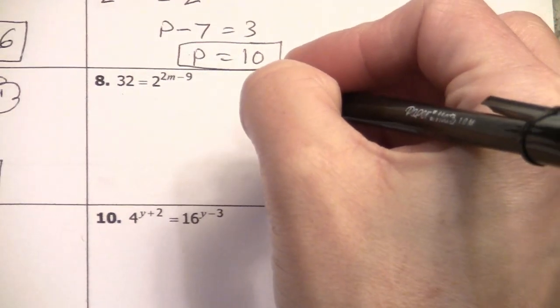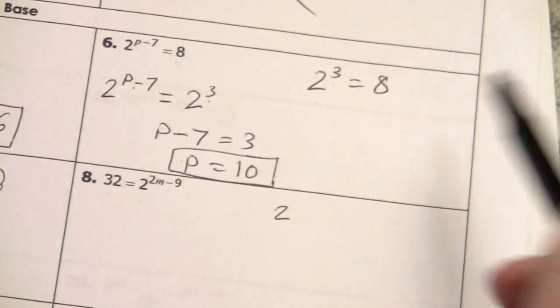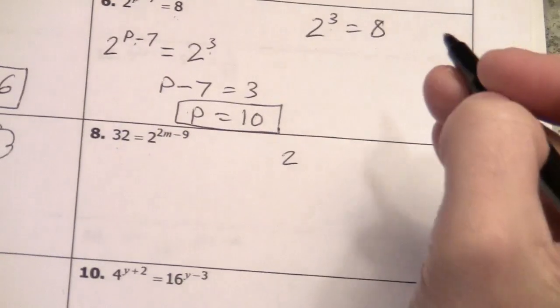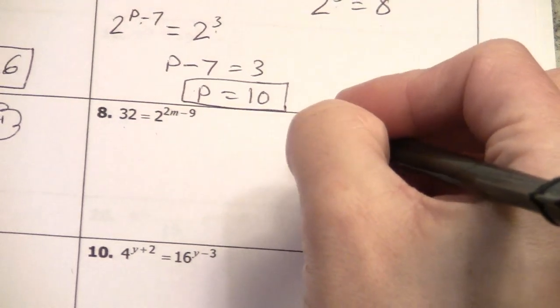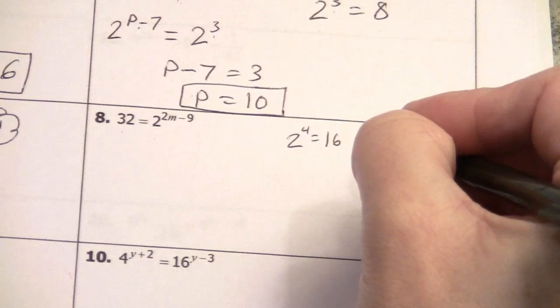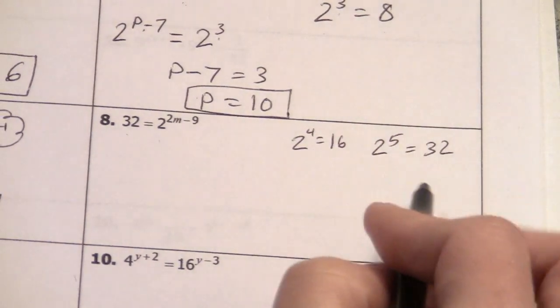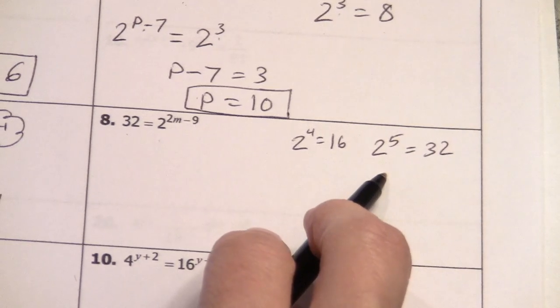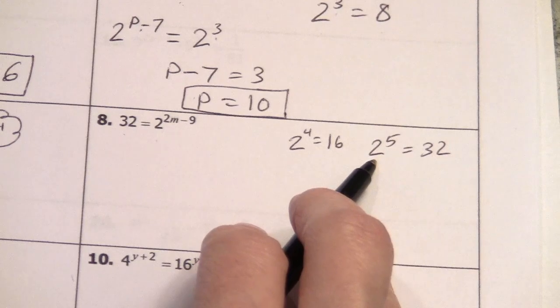One thing you can do, we know 2 cubed from before, we know that's 8. So it has to be bigger than that. 2 to the 4th is 16, so it's not 2 to the 4th power. 2 to the 5th, bingo, that's 32. And that's something you're just going to find from playing around in your calculator or having these memorized. That's the only way you're going to get that number.